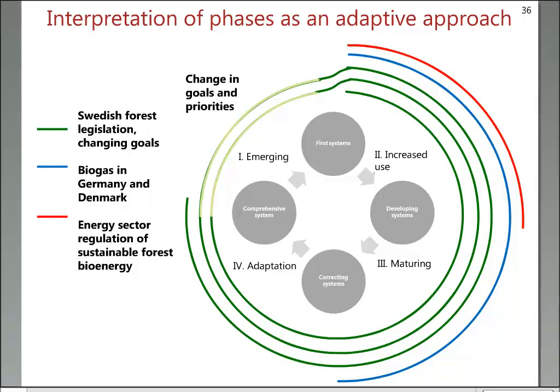And if we look at this new energy sector regulation for sustainable forest bioenergy, it's only emerging. The UK is maybe farther ahead. They have implemented their system, but the Danish system is still being implemented, and the European system has been adopted, but it's not being implemented yet. It's to come still.